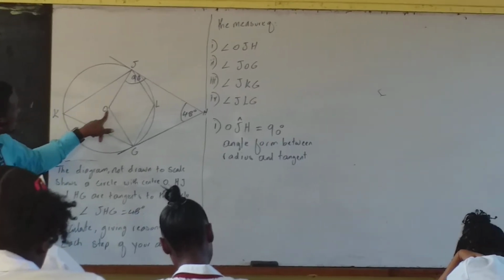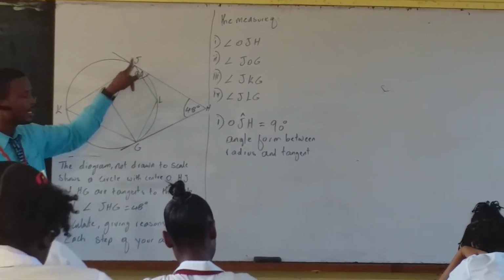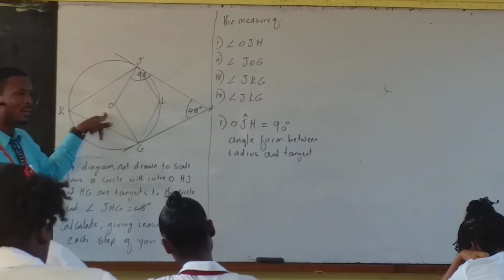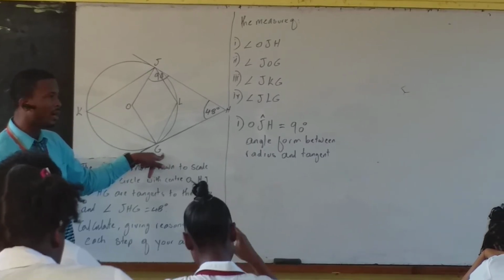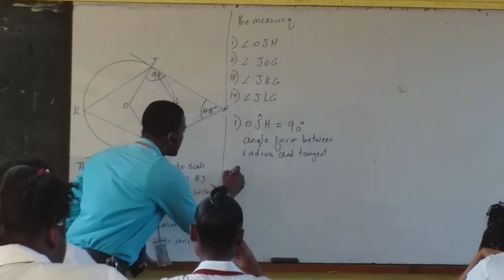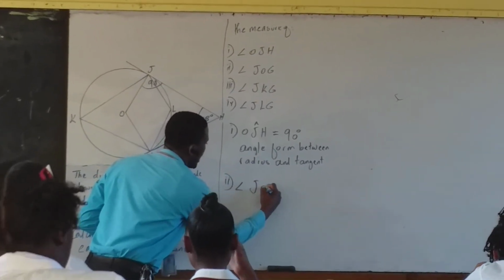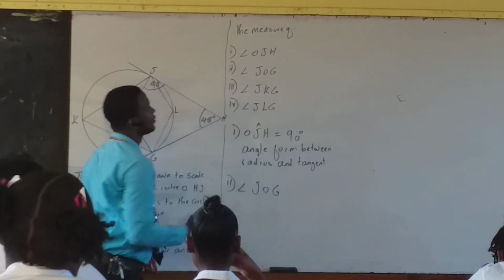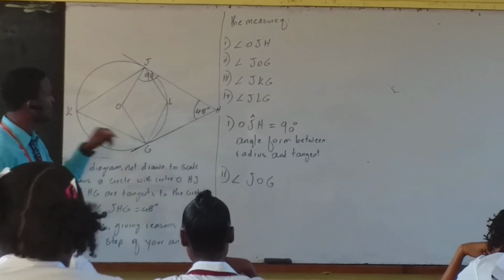And we can see that OJ is from the center O to the circumference, so therefore that represents a radius, as well as OG is also another radius. Let's go to the next part. Angle JOG. Now the angle that goes from J to O to G, which is right here.